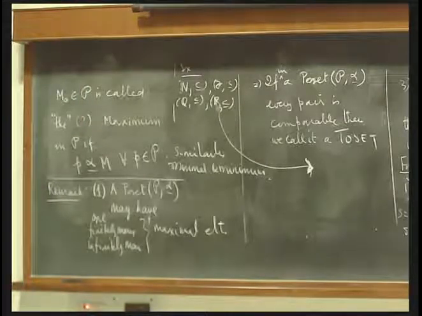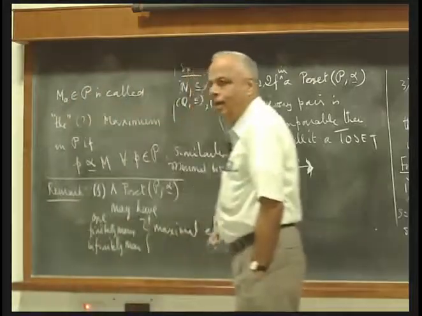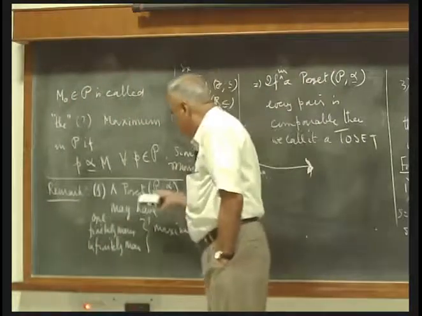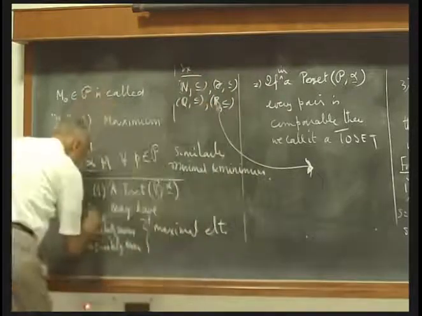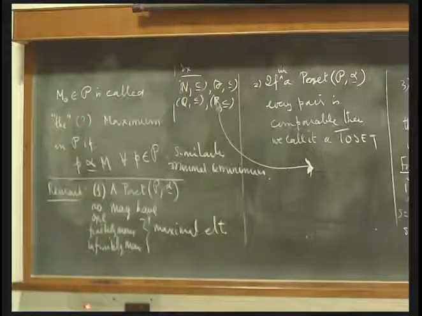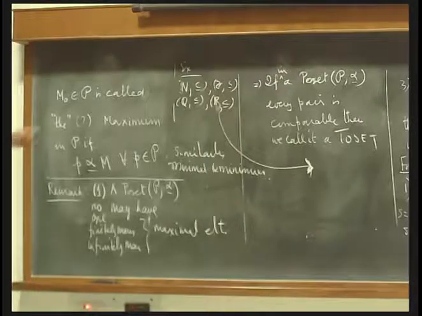Infinitely many, they may not have any maximal element. It may have some maximal elements, finitely many, or it may even have an infinite number of maximal elements. So that's why I said a maximal element may not be there. Similarly for minimal. But a poset may have no maximum, but if it has a maximum, it has to be only one. Justify that.